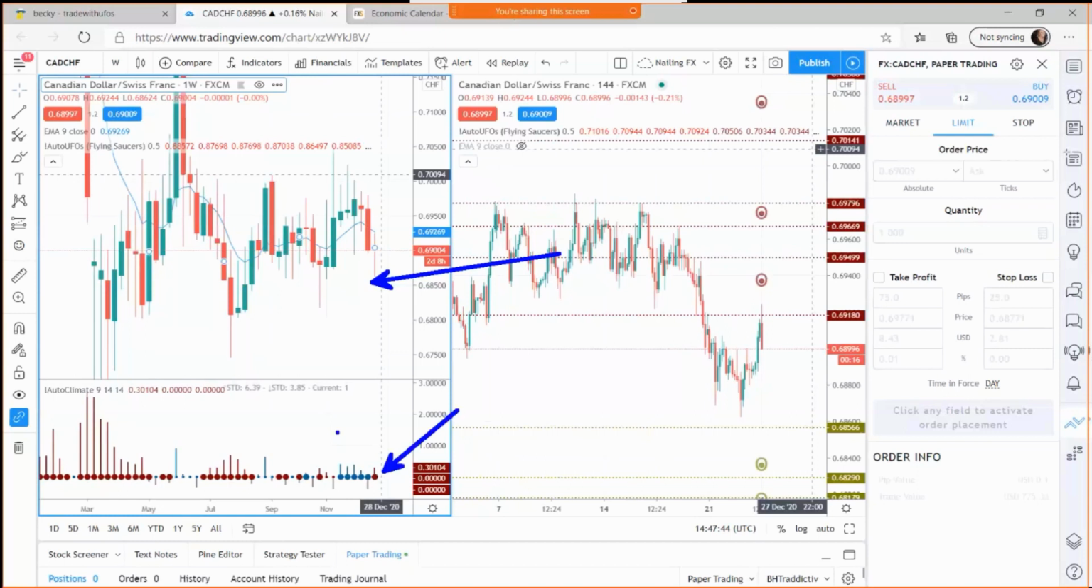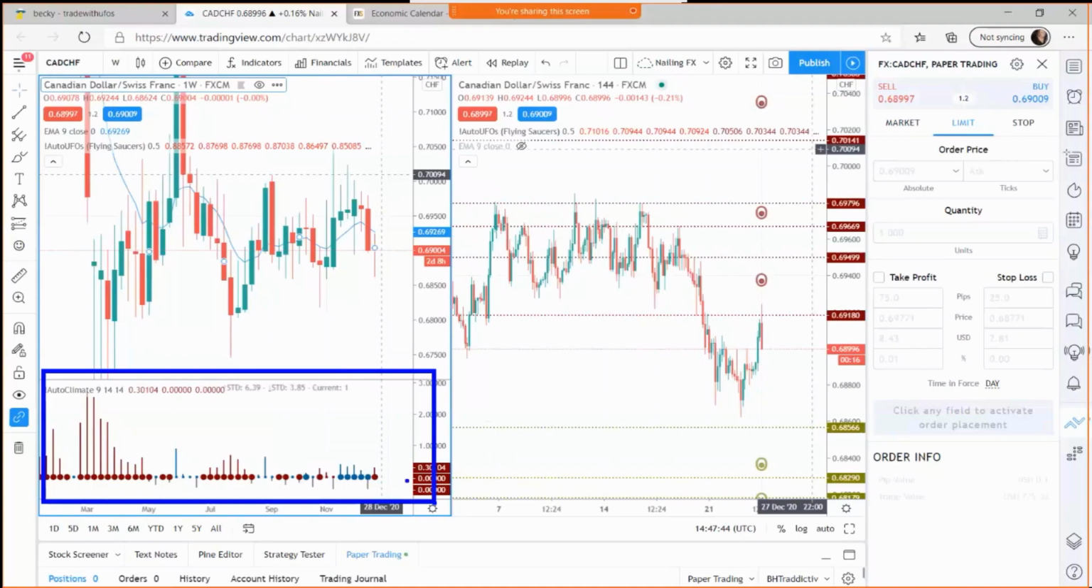So the Auto Climate app is this bit that we see here at the bottom, this bit that I've highlighted here. And you'll see that the app is showing us different colored dots at the bottom. Some of them are thick, some of them are thin. The thick blue dots tell us that we have a confirmed probability to the upside, meaning it would be a good idea to look to go long. The thick red dots are the confirmed probability to the downside, meaning it would be a good idea to look to go short.